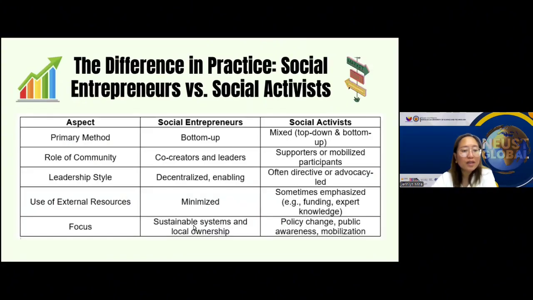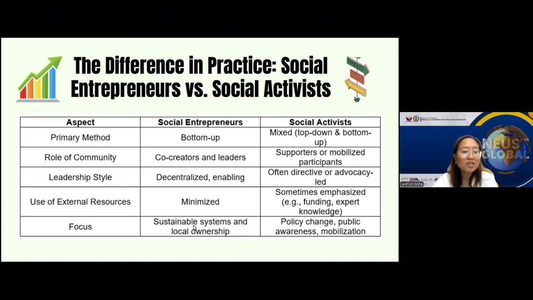So now let's talk about the difference in practice: social entrepreneurs versus social activists. As you can see on the screen, they both aim to create change, but they work differently. Social entrepreneurs use bottom-up approaches. They empower communities to co-create solutions. And of course, they encourage decentralized leadership because they minimize dependence on external resources and focus on building sustainable systems that the community can own. Example, Reza Deghati trains women and youth in journalism. It helps them open up their own stories to tell and drive the change within the cultural context.